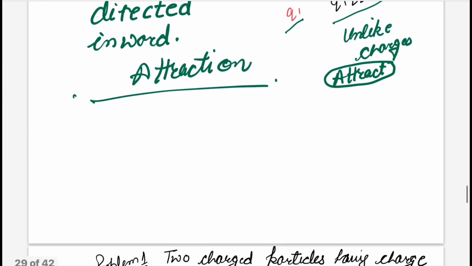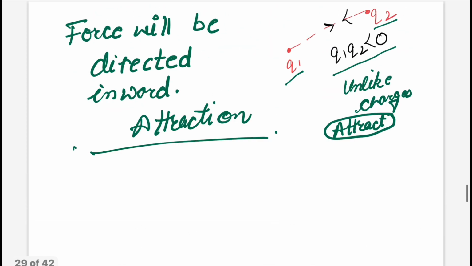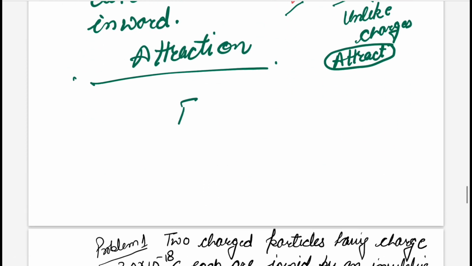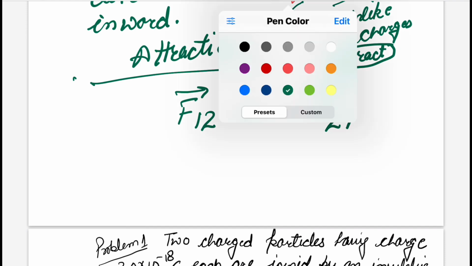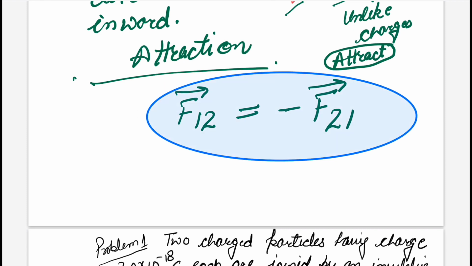That's all about the Coulomb's law in vector form, and from this conclusion we can say that the force on the first particle by the second is equal to negative of the force on the second particle by the first. We can make this conclusion that F12 is equal to negative of F21. That is the Coulomb's law in the vector form.